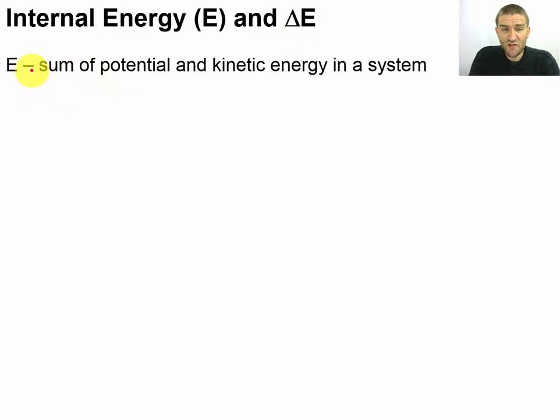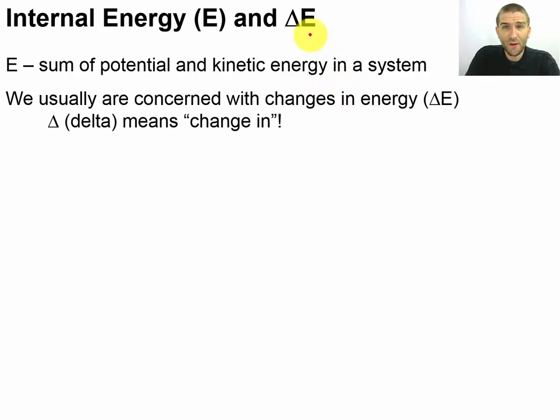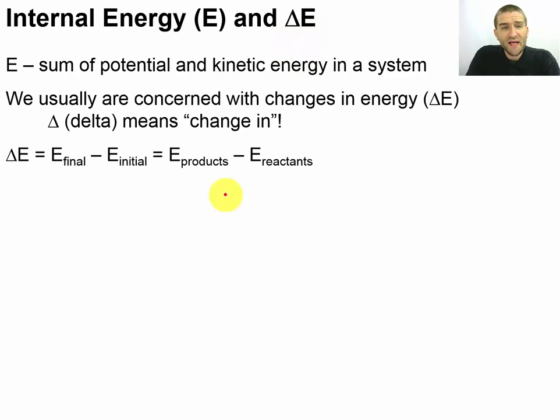So internal energy is going to be the sum of your potential and kinetic energies that you have in a system. However, we care about the difference between where it's going to start and where it's going to end up. That's going to be our delta E, our change in energy. And just remember that delta, it's a capital delta in our case, means change in. So anytime we see delta E or delta anything, it means change in whatever it was.